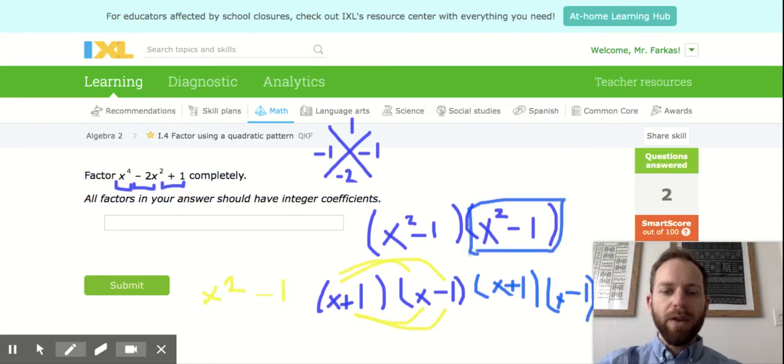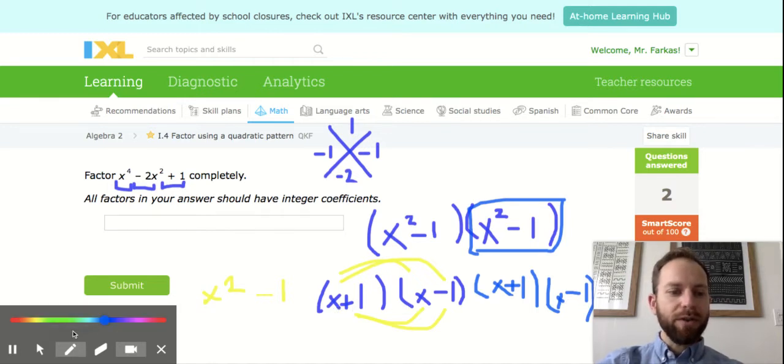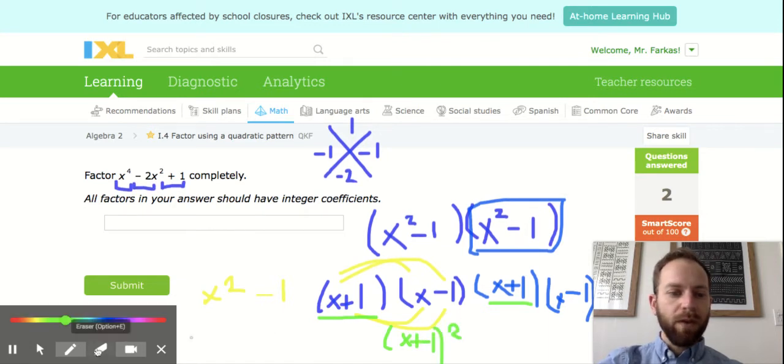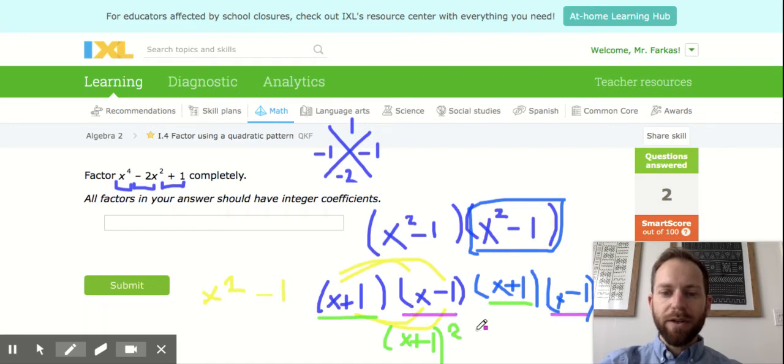Right? Now, we could write this whole thing a little bit more simply, right? Because if you notice, there's two x plus 1s. There's one here and one here. So we can just write that as x plus 1 quantity squared. And then there's two x minus 1s. There's this one and there's this one. So we can write that as x minus 1 quantity squared.